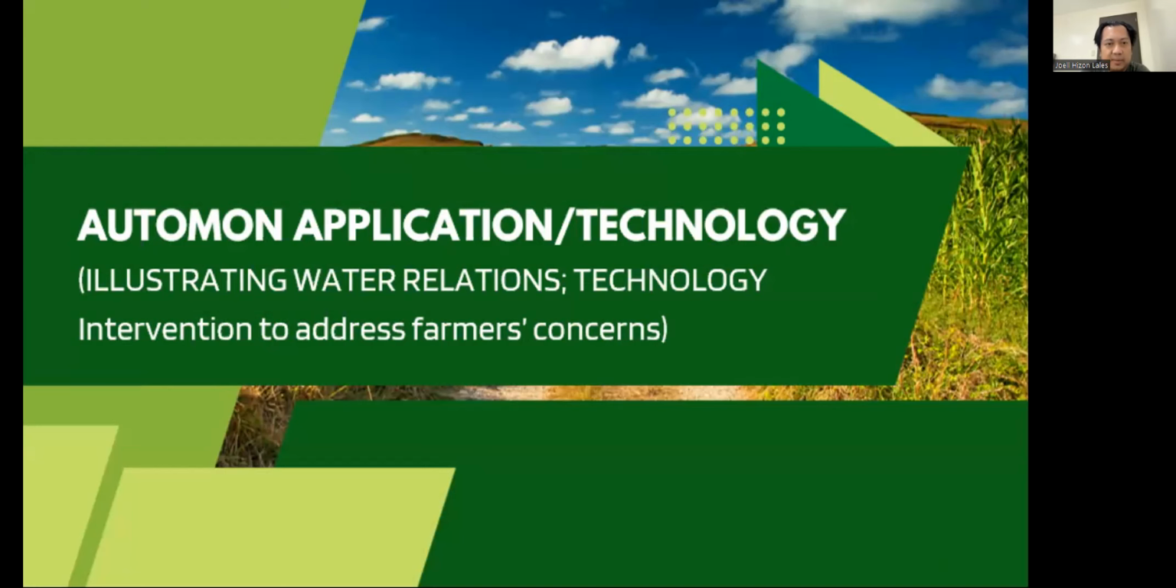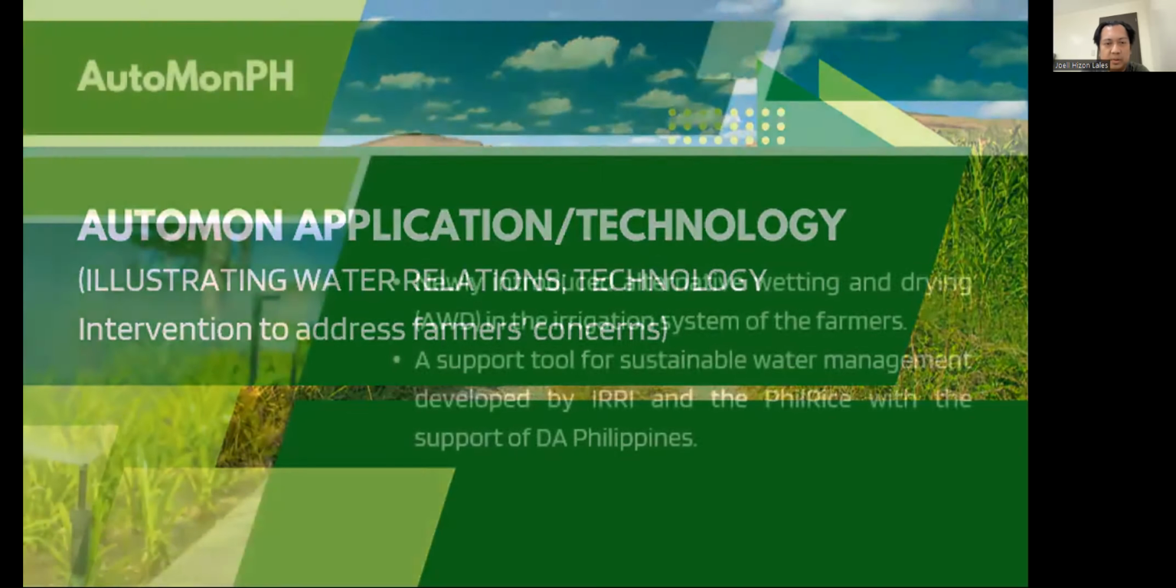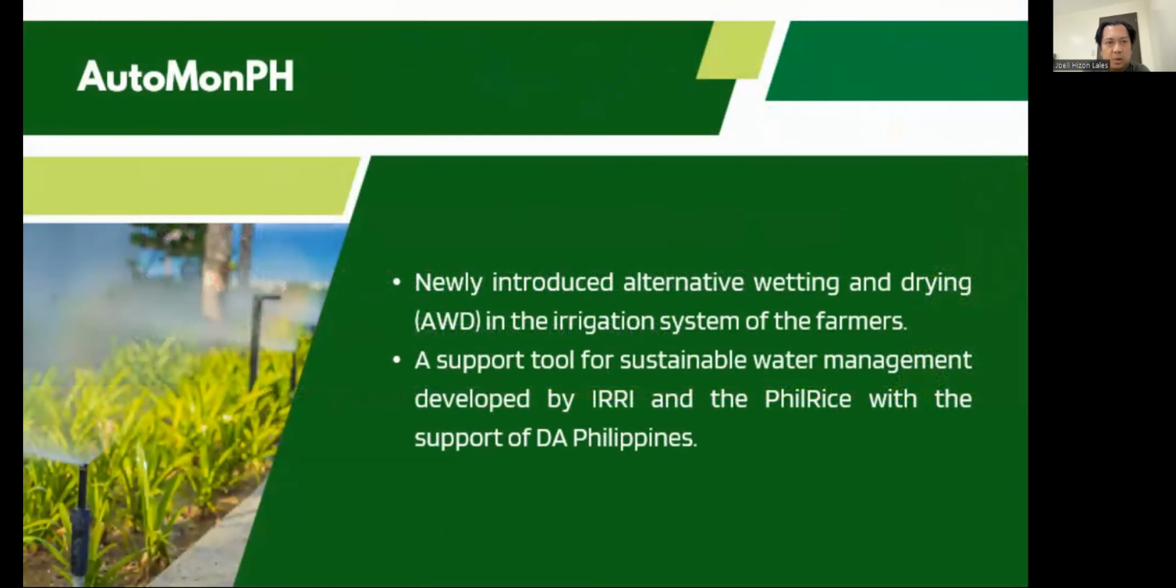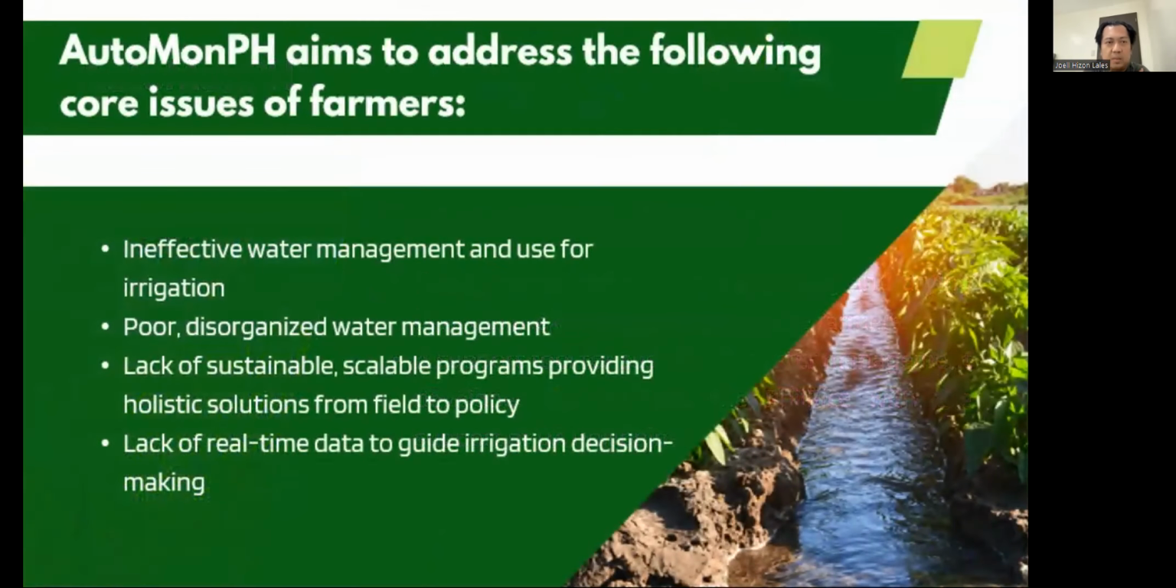Automon Application Technology. Yun po yung pangalan ng technology, Automon. So it's called the Automon PH. I don't know if this is already patented, but it addresses an enhancement to the AWD. I think this was mentioned by one of our classmates last time. The AWD is a decision support tool for sustainable water management.